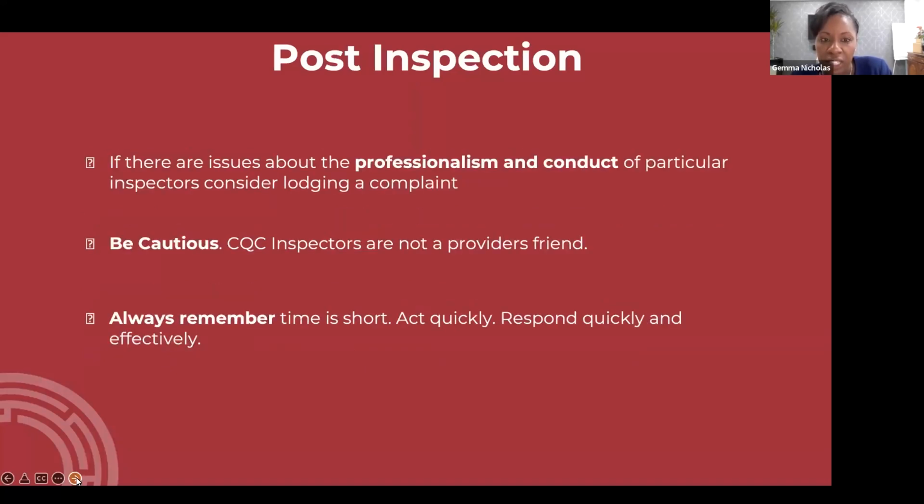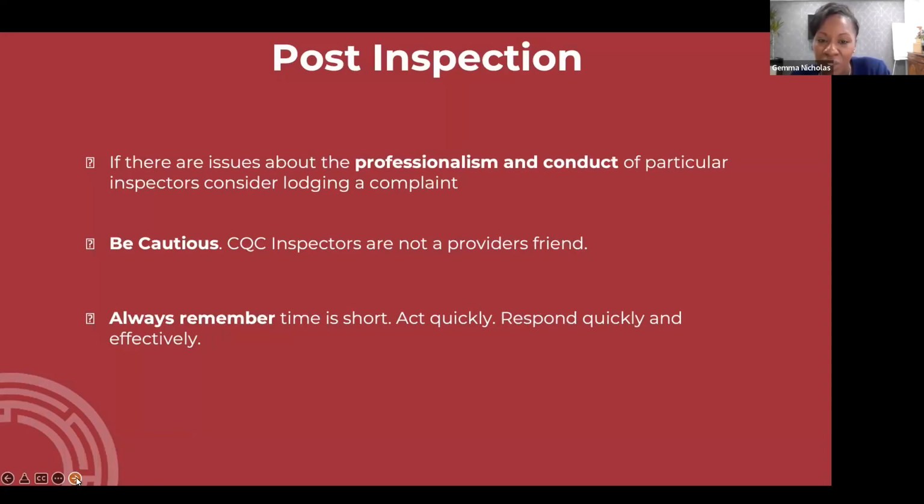On the next slide, if there are any issues about professionalism and conduct, as I'd mentioned before about complaining to the CQC, you may want to lodge a complaint in relation to the professionalism and conduct of the inspector. However, note that if the CQC is taking enforcement action, your complaint will most likely be put on hold, so suspended, and this will remain suspended until the enforcement action ends. After the enforcement action has ended, they will proceed to investigate your complaint, but note that it could take many months. Also, be cautious about CQC inspectors.